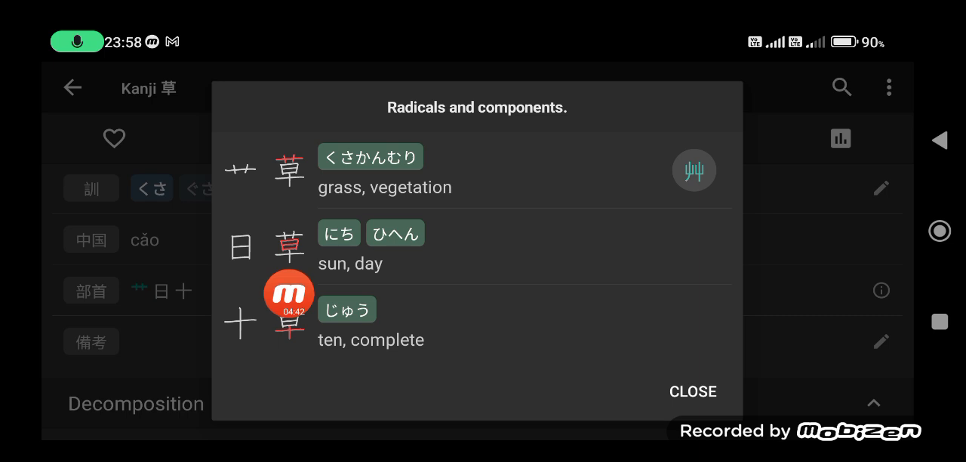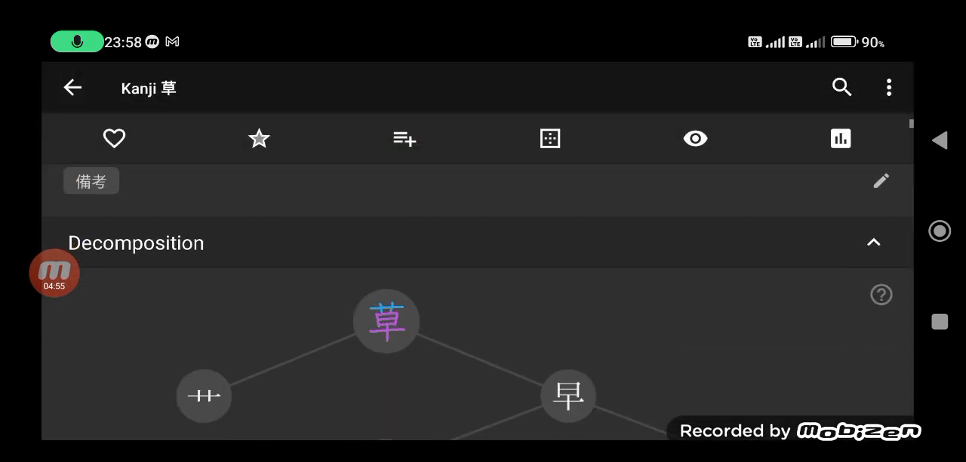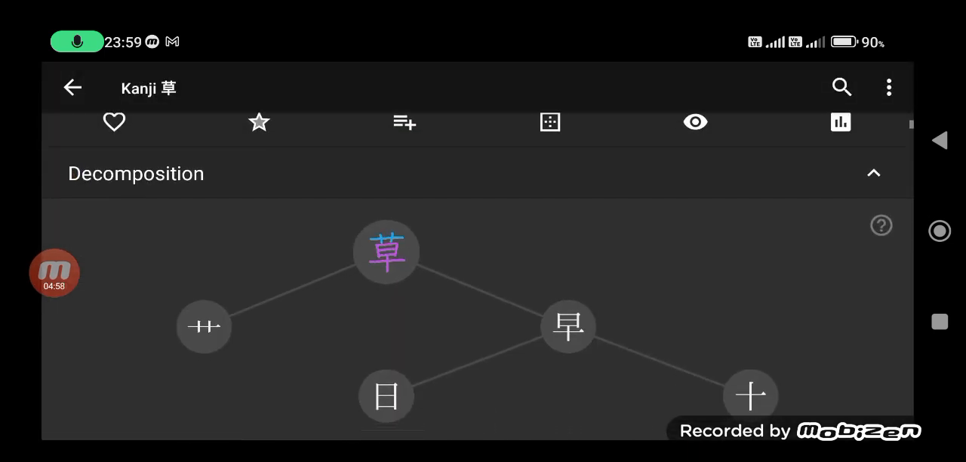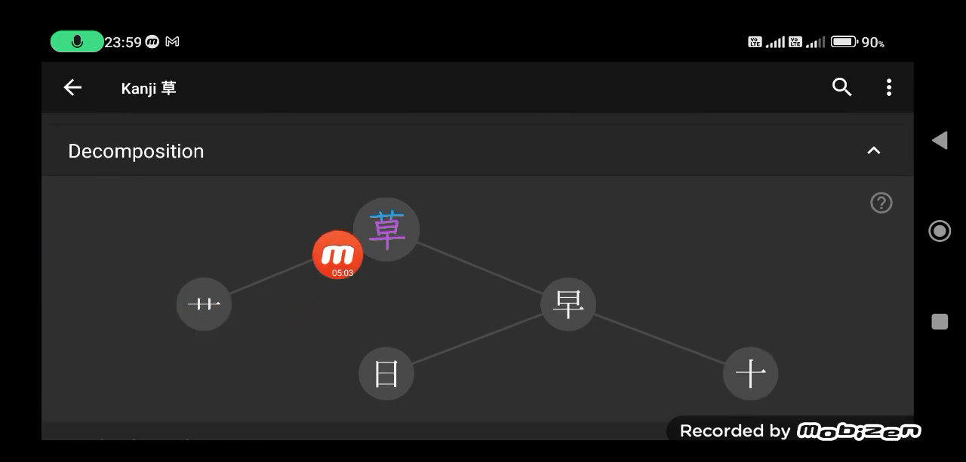We have other radicals or components here. Nichi. Take focus on those red fonts, and the ju, 10 or complete. Okay, so let's parse or decompose this kanji character. If you divide it into two, it's composed mainly by these two components, and between these two components, the one that gives the meaning is this radical right here.